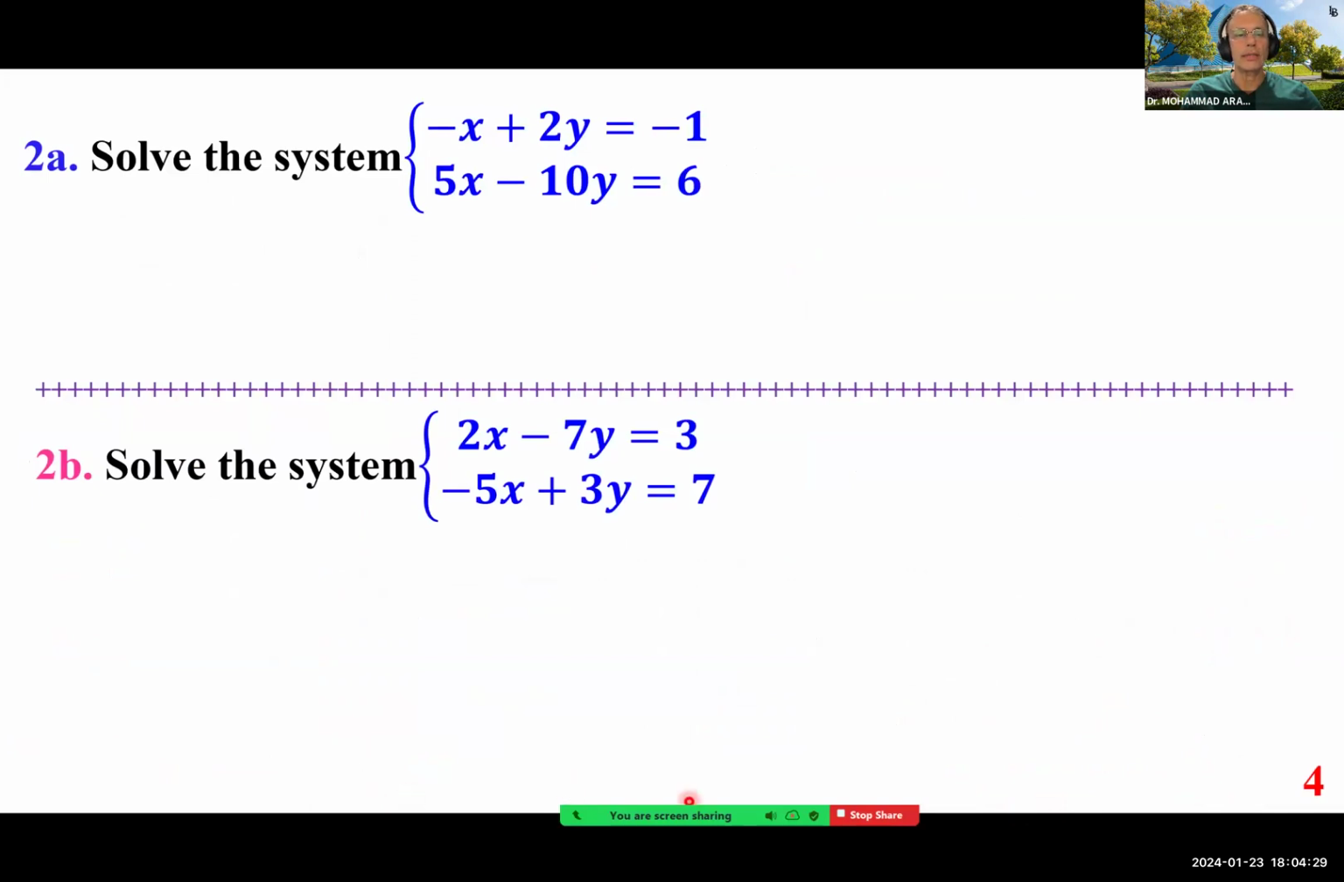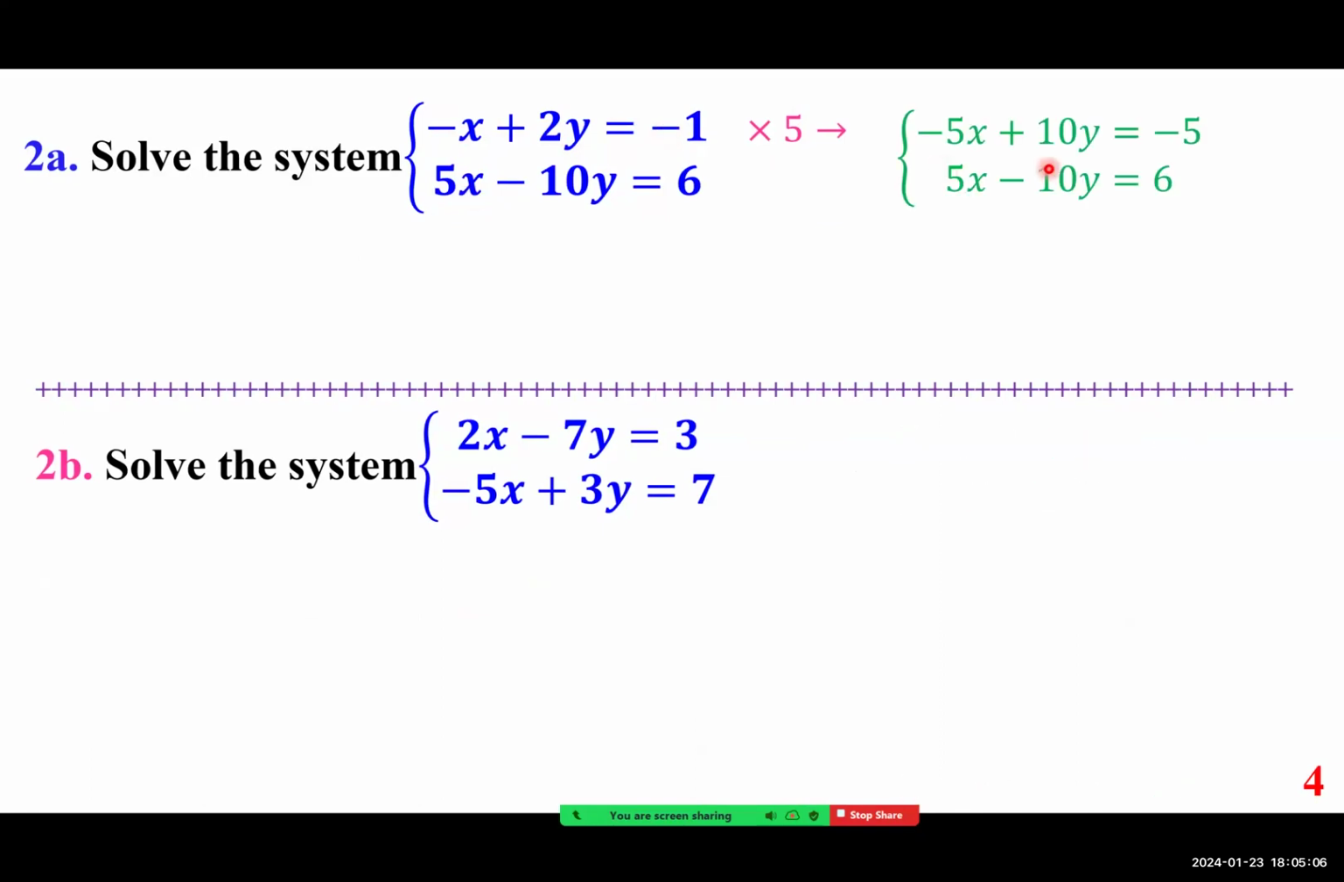So let's look at some simple examples to see how we solve systems of equations. Again, we are looking at linear equations. For this one, you notice that this has 5, and so if I multiply this one by 5, they can undo each other. So by the method of elimination, let's multiply the first one by 5. And that gives you minus 5x plus 10y equals minus 5. The second equation, we just repeat the way it was given.